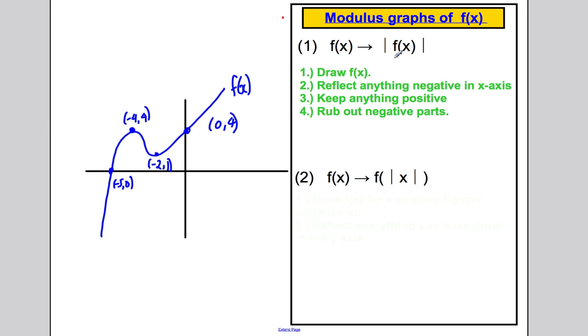So basically mod f of x just draws the f of x graph, and where f of x is negative, it makes it positive. What about f of mod x?